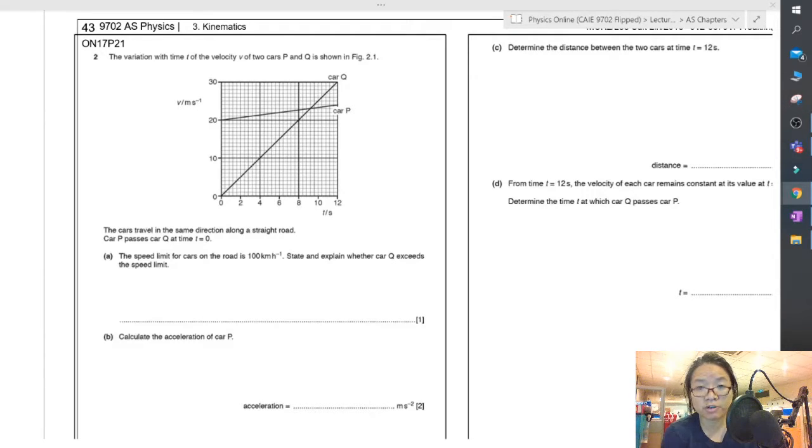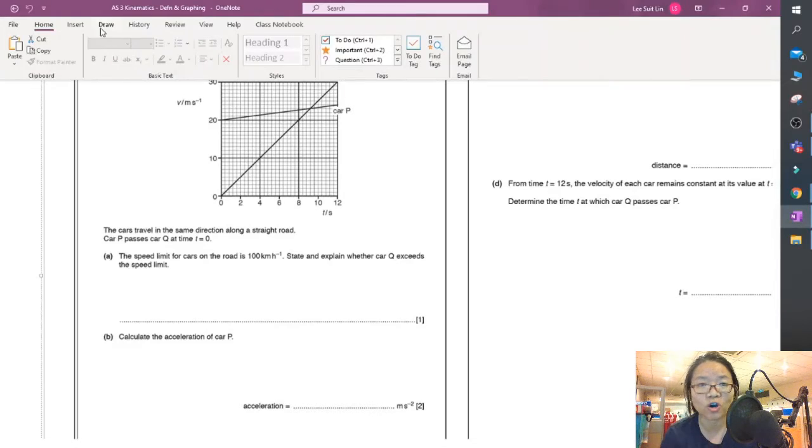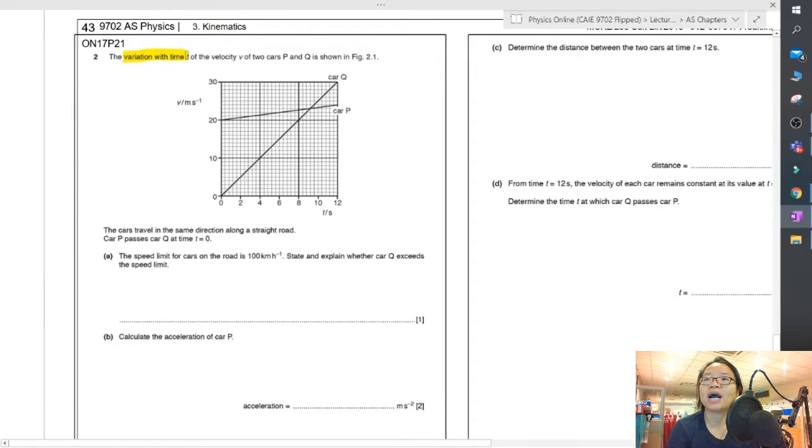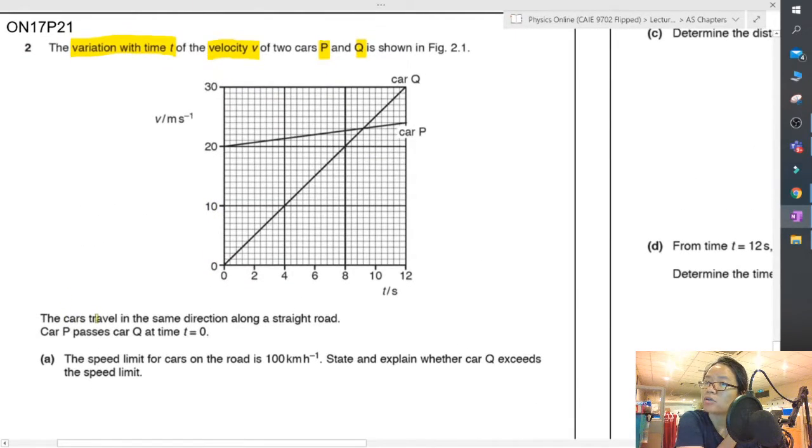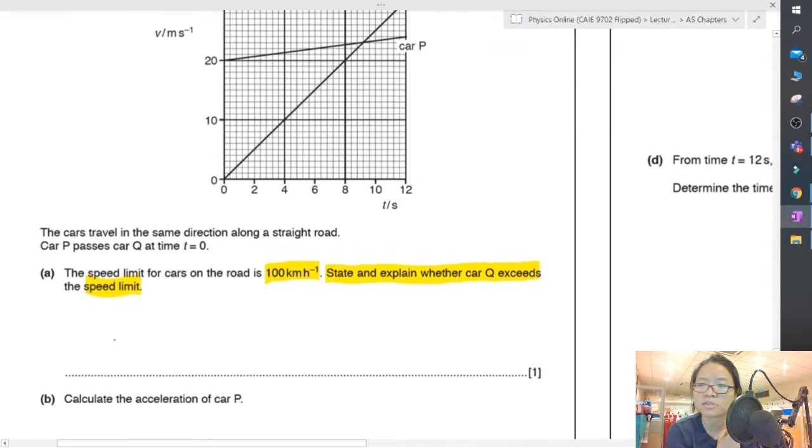This question is very interesting because there are two moving objects. So you have car P and car Q. This is once again the VT graph. Okay, and it says that they travel the same direction along a straight road. The speed limit on the road is 100 km per hour. State and explain whether car Q exceeds the speed limit.